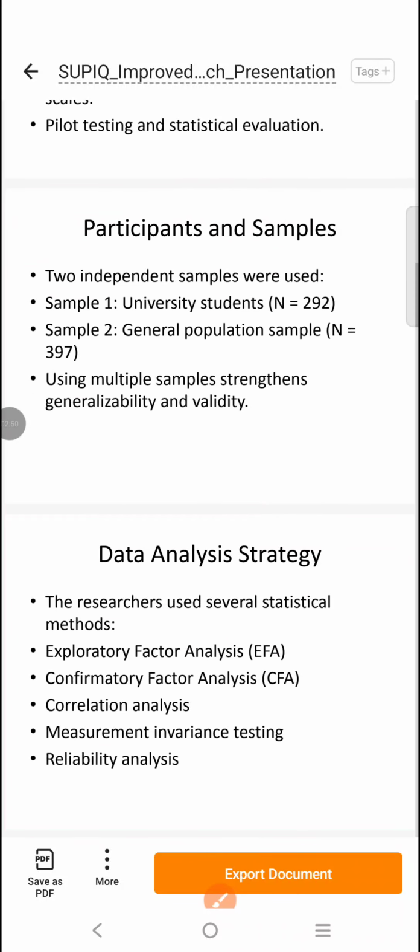DSM-5 and ICD-11 addiction criteria, consultation of existing smartphone addiction scales, pilot testing and statistical evaluation. Participants and samples: two independent samples were used. Sample 1, university students, 292; general population, 397. Using multiple samples strengthens generalizability and validity.